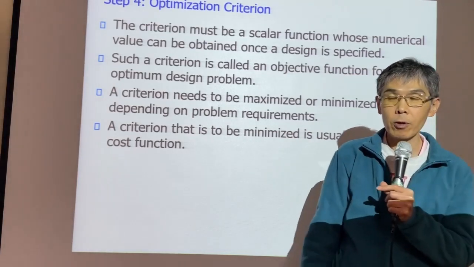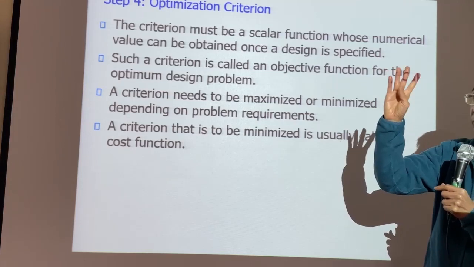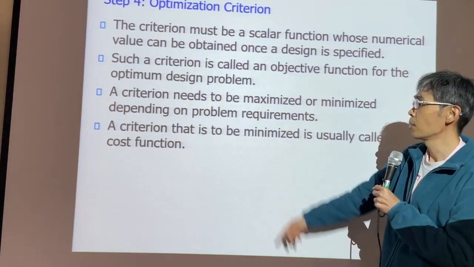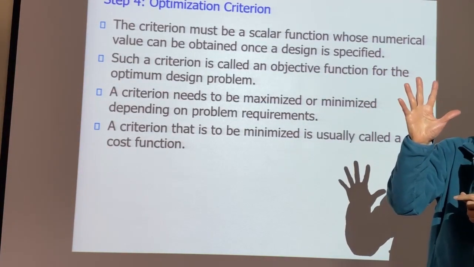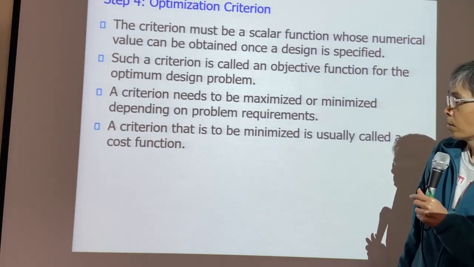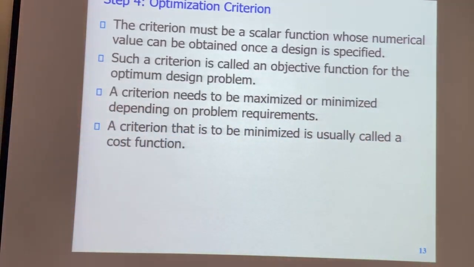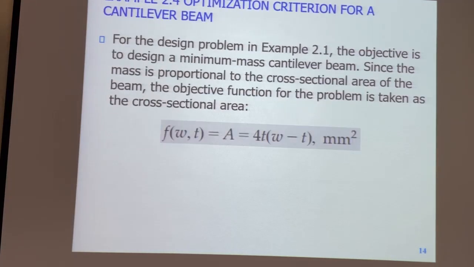Okay, so step 4, objective function. Step 3, design variable. Step 4, objective function. And step 5 is the design constraints. Okay, for the objective function, so what's your name? Guancheng, could you read this?